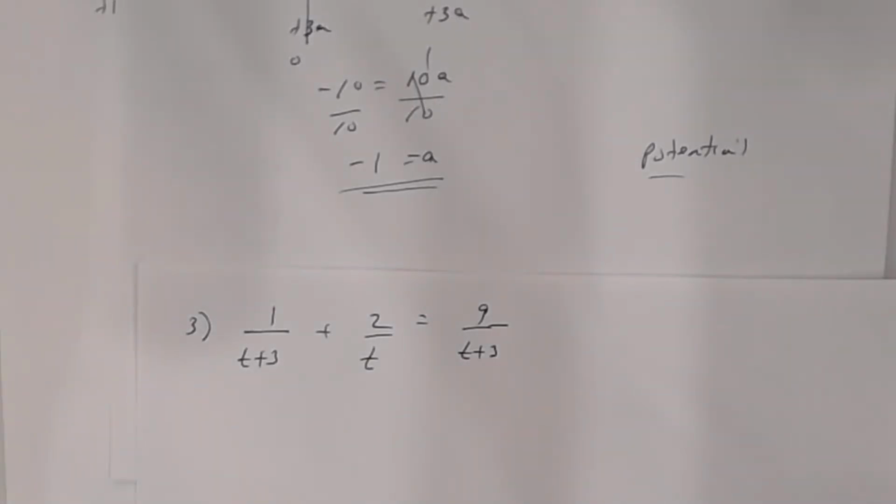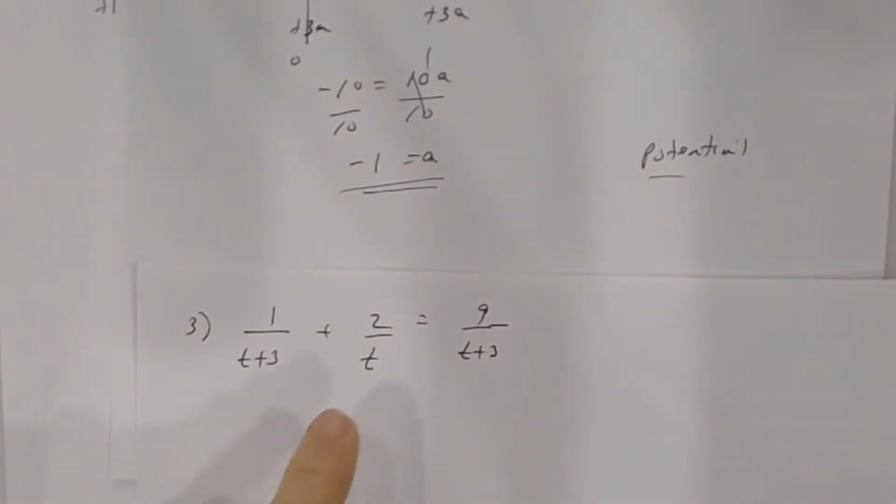So 1 divided by t plus 3 plus 2 divided by t equals 9 divided by t plus 3. All right. So is this a linear equation? No, but it is what? Rational. So some denominators are monomial, some are not. So if you look at the first denominator, t plus 3, now at some point you're going to have to factor, but can I factor t plus 3? No. T plus 3 is just t plus 3.